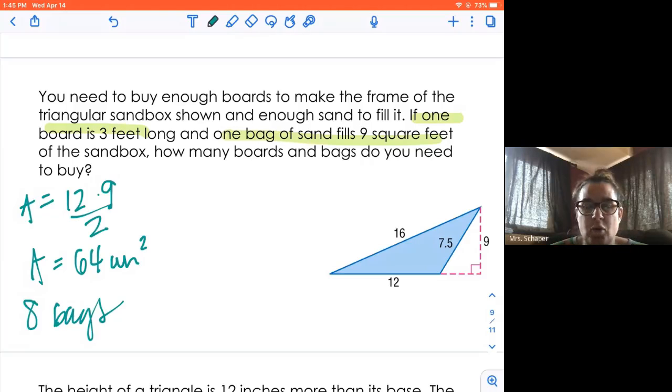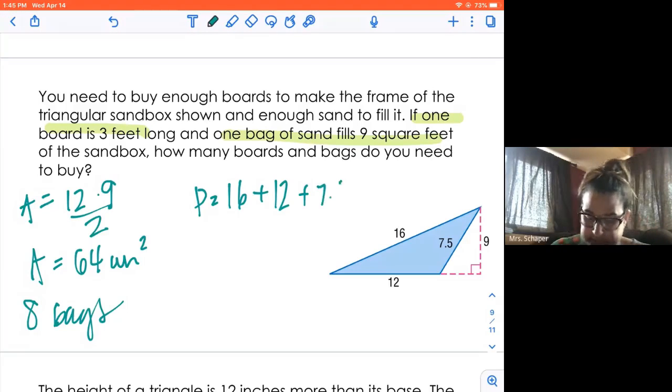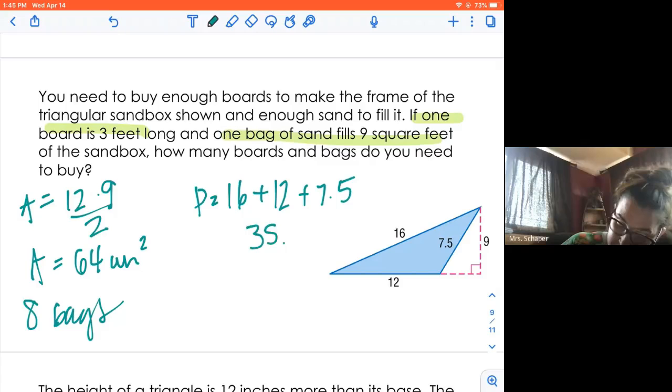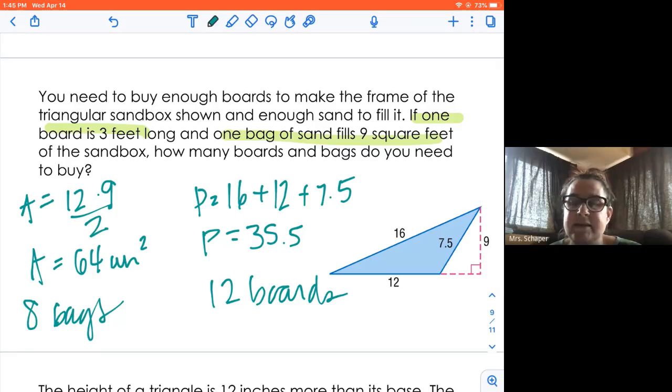And then how many boards do I need? Okay, so the perimeter is equal to 16 plus 12 plus 7.5. 28 and 7.5 is 35.5, I believe. And if each board is 3 feet, I will need 12 boards. Again, you want to round up, right? Because it's going to actually be like 11 and a half, but you'll need to buy that 12th board. Okay.